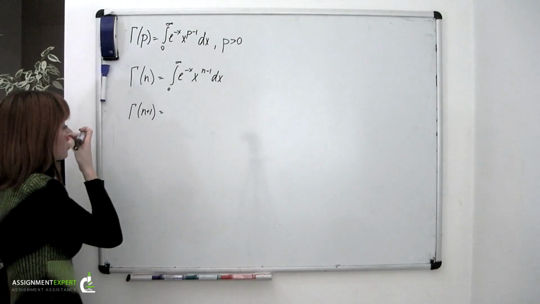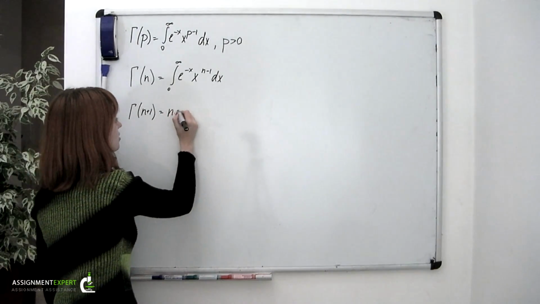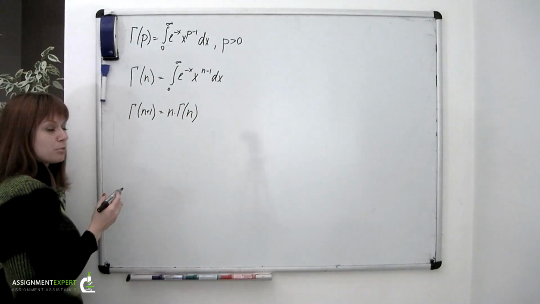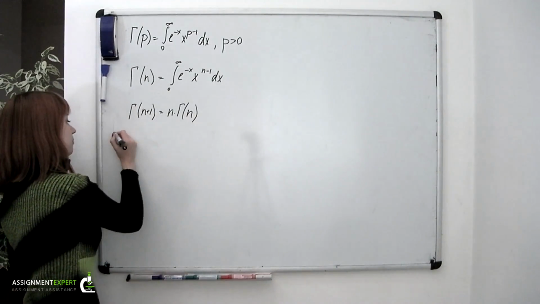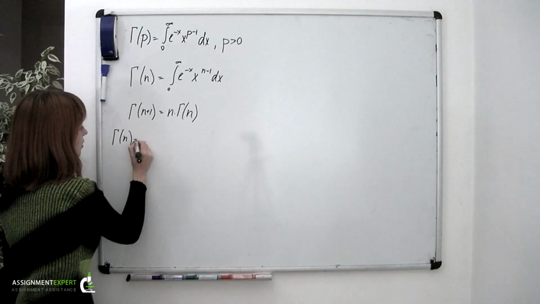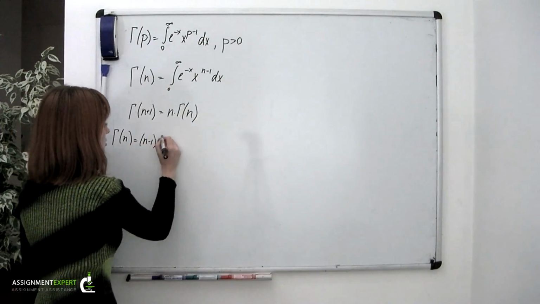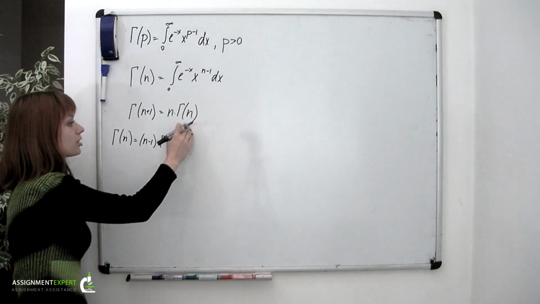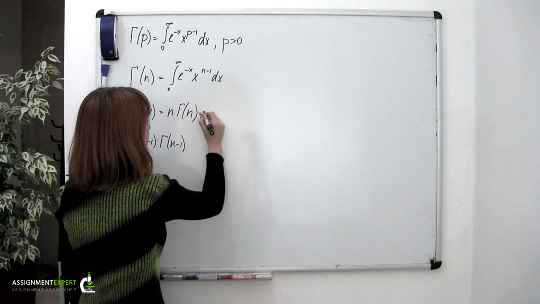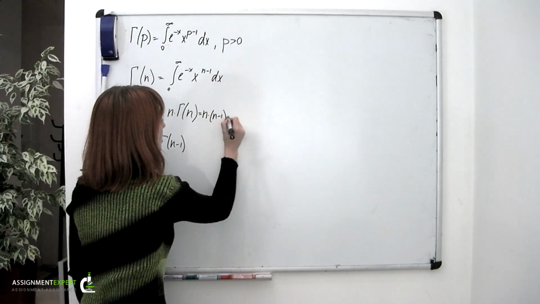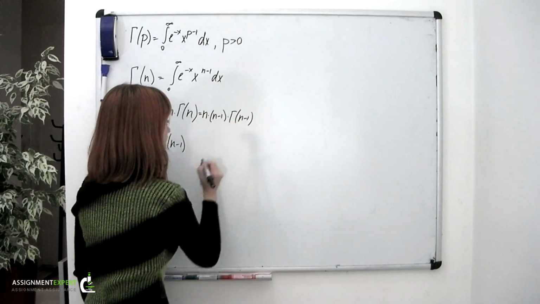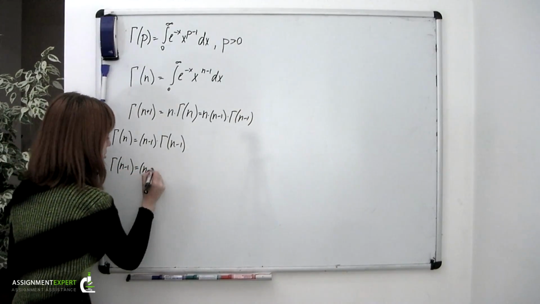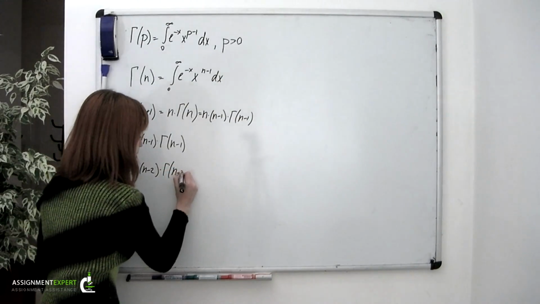So once again, we've showed that gamma of n plus 1 equals n times gamma of n, which is a recurrent formula. So if we apply it consequently, we'll obtain the following. Gamma of n equals n minus 1 times gamma of n minus 1. And we can substitute this expression into the previous formula instead of gamma of n, and we'll have n times n minus 1 times gamma of n minus 1. And then gamma of n minus 1 equals n minus 2 times gamma of n minus 2.